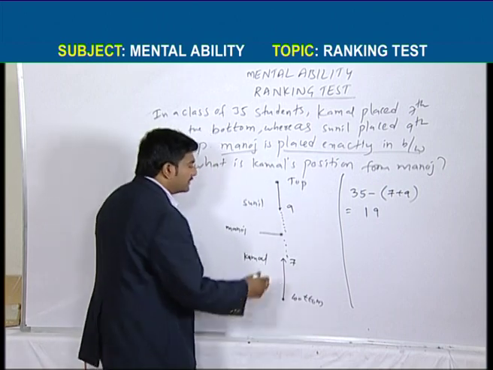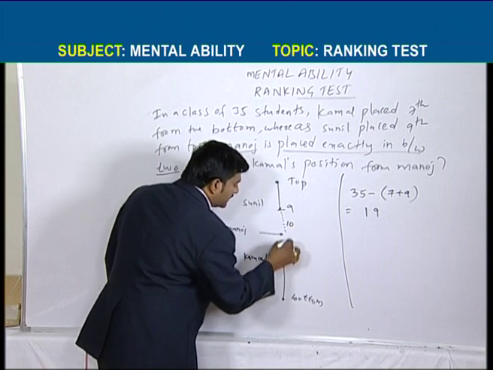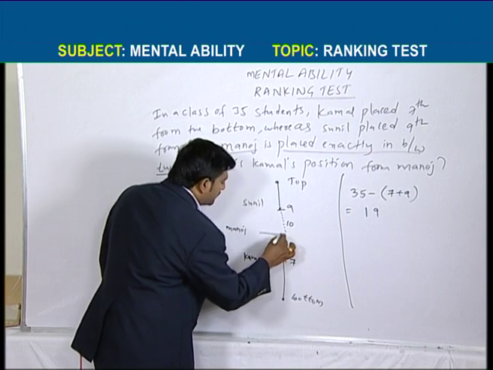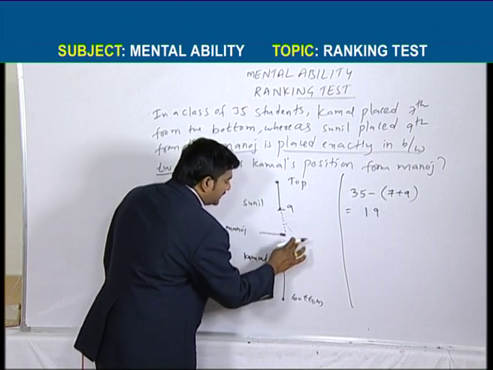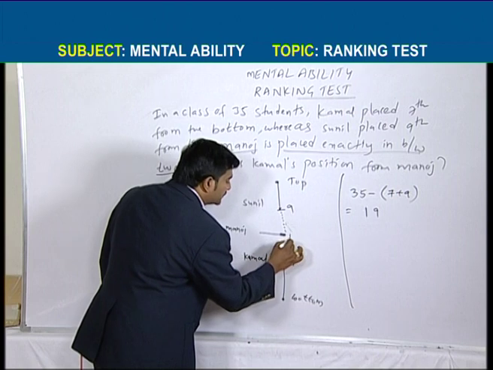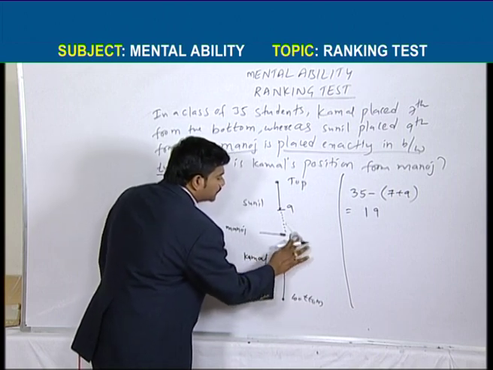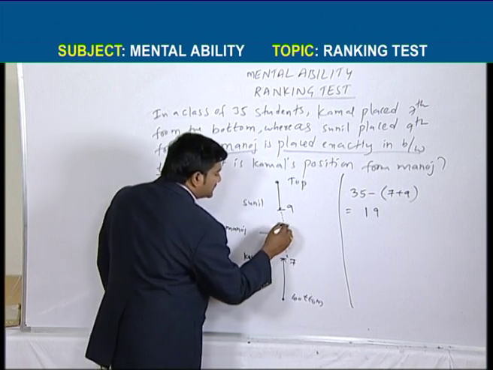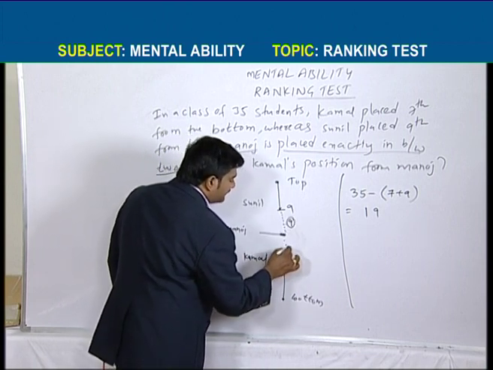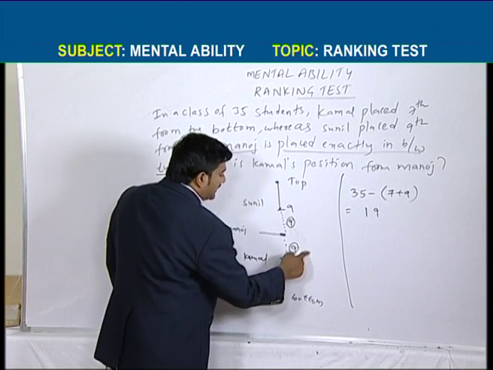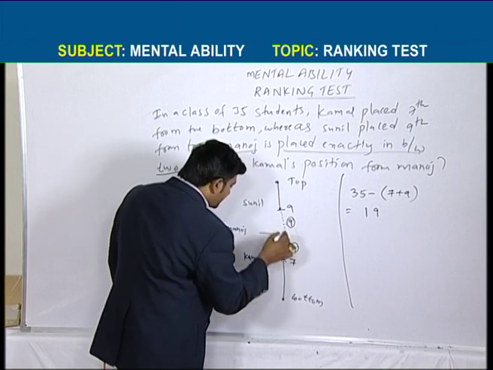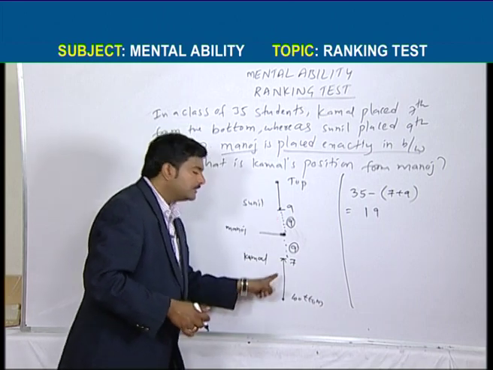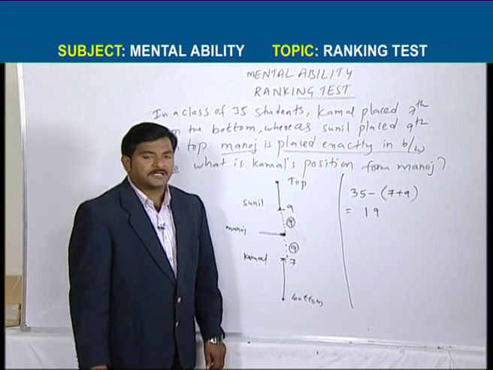Okay. So what does it mean? From this position to here, there are 10 students. From Kamal to Manu, sorry, it's not 10. The 10th position is whose position? The 10th position is Manoj's position. Here 9 students are there. 9 plus 9, 18. 18 plus Manoj, 19. So 19 students, 9 students, 7 students. I am getting a total of 35 students.